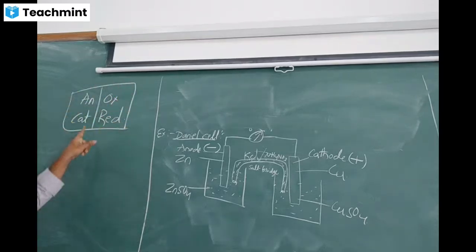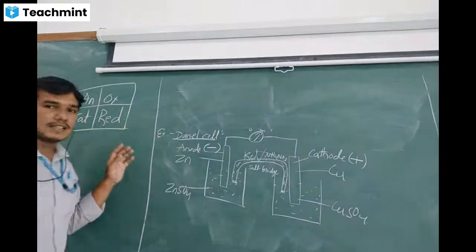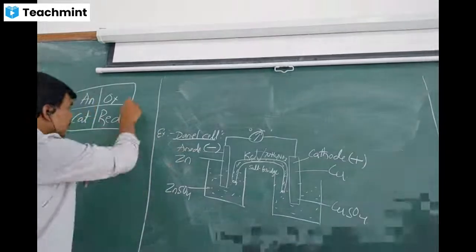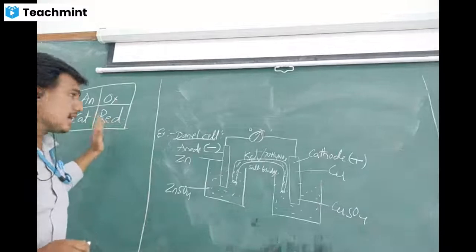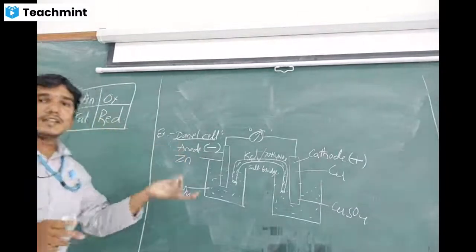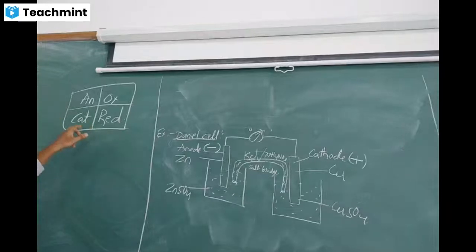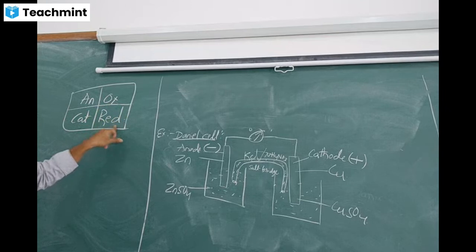Just remember this concept throughout this engineering chemistry class. Many times you will come across oxidation and reduction reactions, and you need to know which reaction takes place at which electrode. If you just remember AN OX, RED CAT: at the anode, oxidation reaction is going to take place. At the cathode, reduction reaction is going to take place.